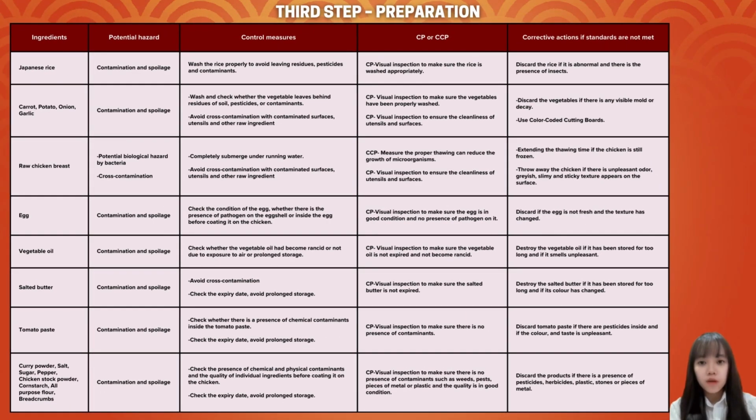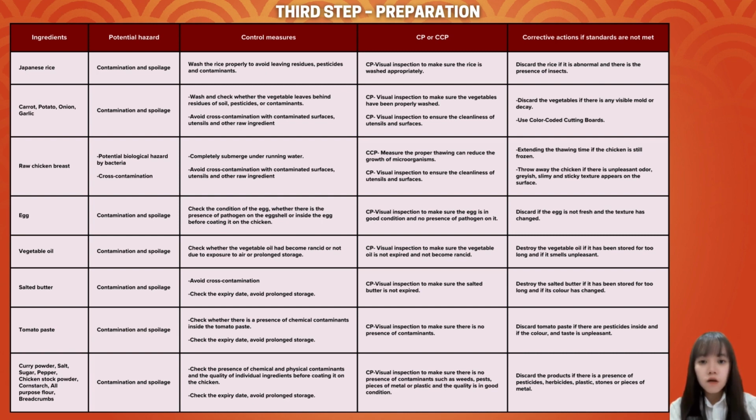Next, I want to introduce the step which is preparation. The most important thing in this step is that we need to ensure that the rice and vegetables are washed properly to avoid leaving any residues and contaminants. If there is anything unusual on it, or any rice mold and rot, we must discard it immediately as it is already a sign of contamination and spoilage.